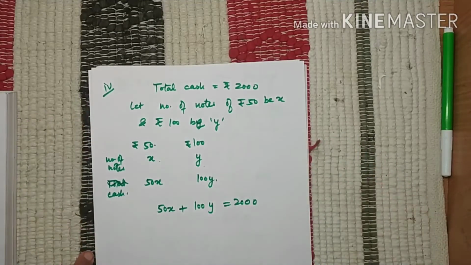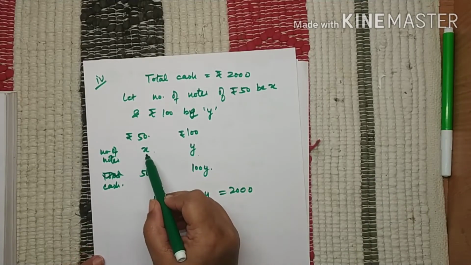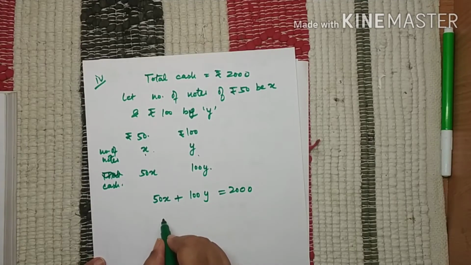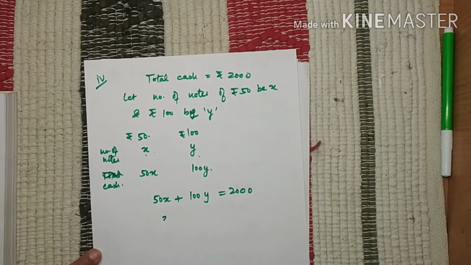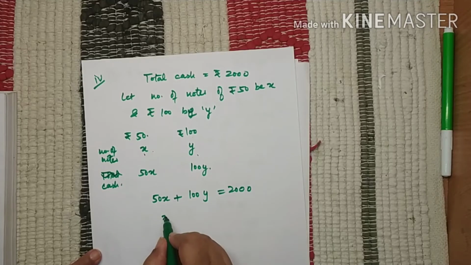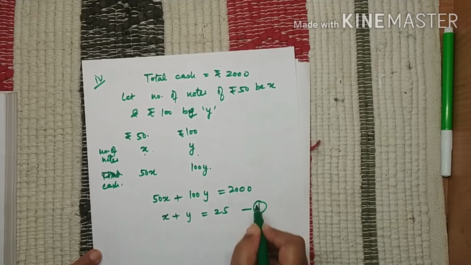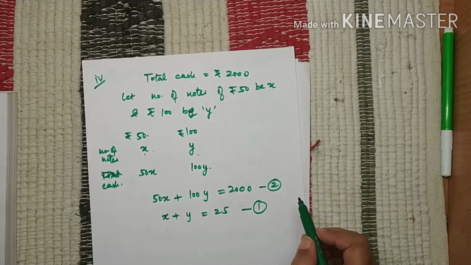Now there is another condition given: the total number of notes of rupees 50 is x and of rupees 100 is y. He says total notes of each type is 25. Total notes are 25. So x plus y is 25. So this is the first equation. x plus y is 25, and the other equation is 50x plus 100y is 2000.